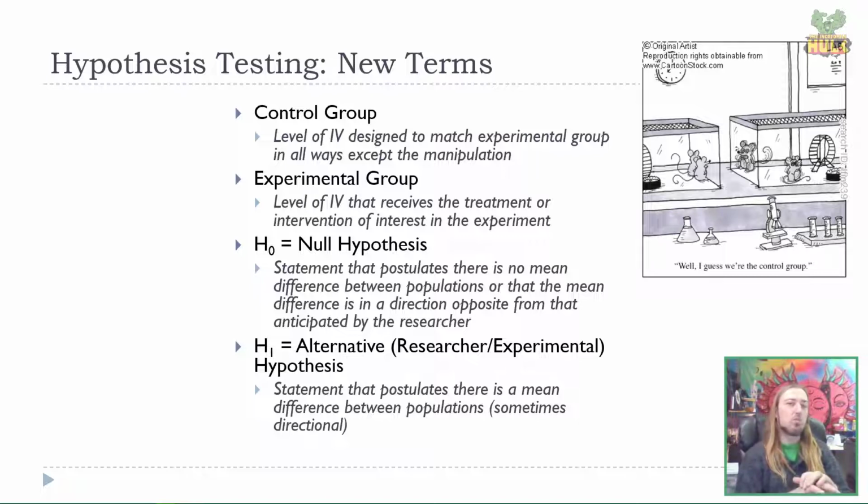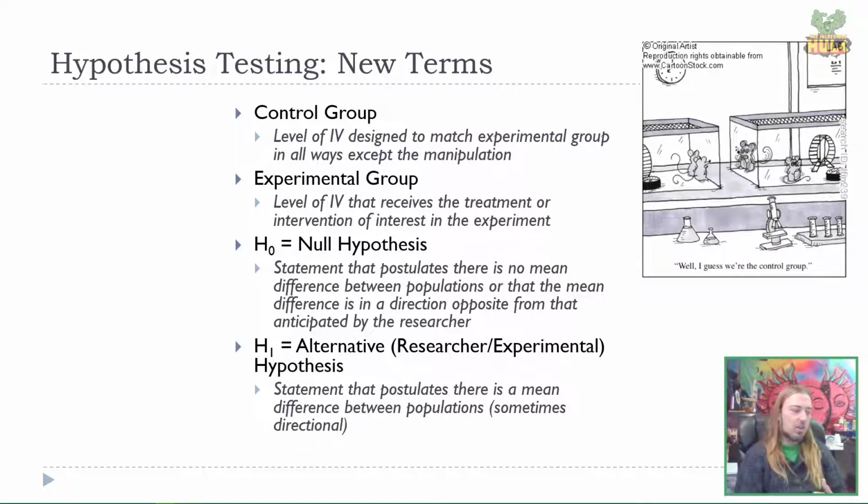But if we can rule out the null hypothesis, and we know that our groups were basically equal in everything except for our independent variable, then that allows us to reject the null hypothesis and say, no, it's definitely not the case that nothing is going on. In fact, we might say that we have support for our alternative hypothesis.